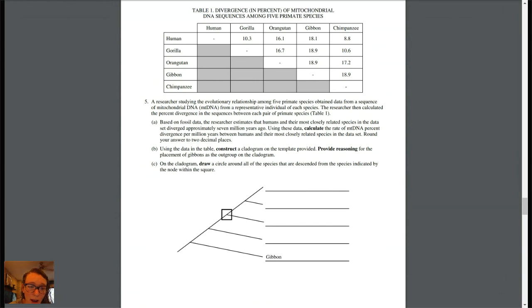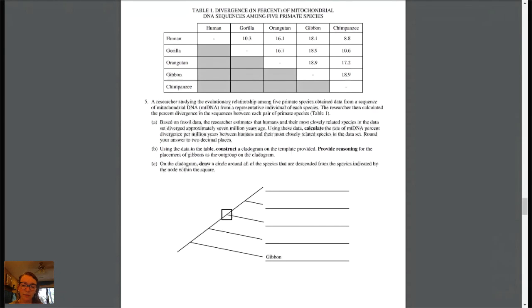Okay, so this part A is really a tough point because first you need to do a couple things here. You need to figure out which is our most closely related species. You can see that that's the chimpanzee due to the fact that we only have 8.8% divergence in our mitochondrial DNA sequences. That is the first step. Then we need to calculate the rate of percent divergence per million years. So you need to do 8.8 divided by 7, not 7 million, because it says per million years. So 8.8 divided by 7, and you should get, I think it's 1.26% divergence per million years.